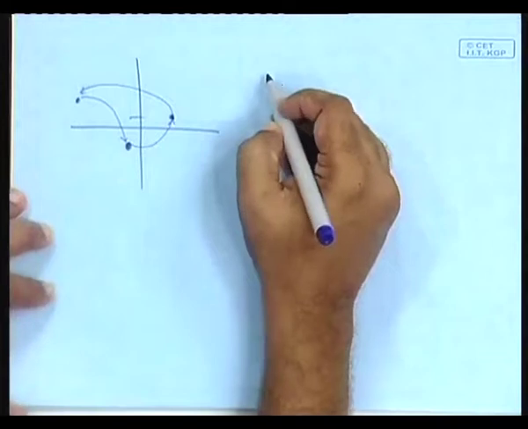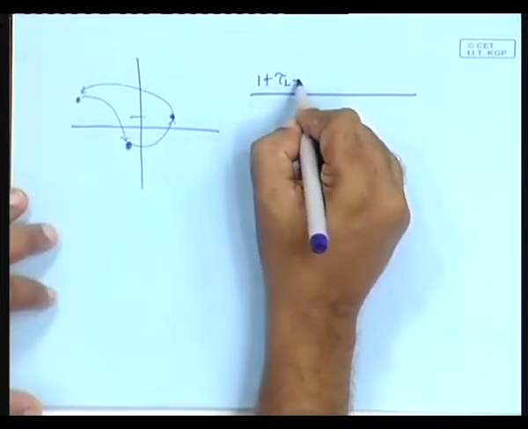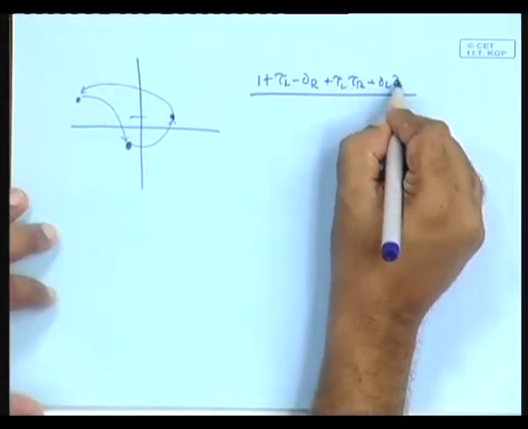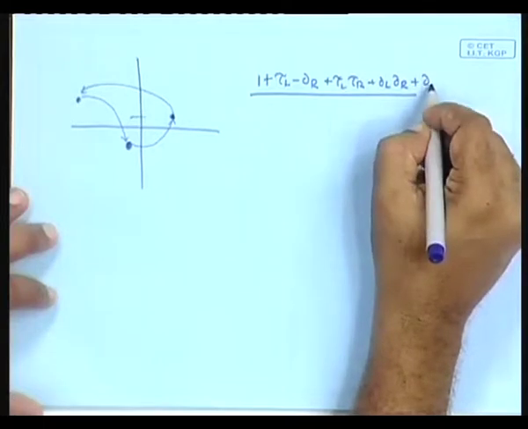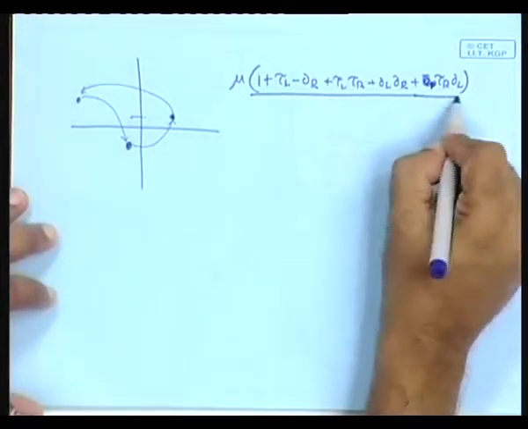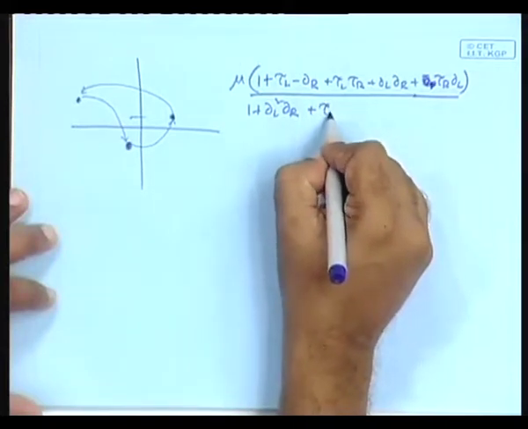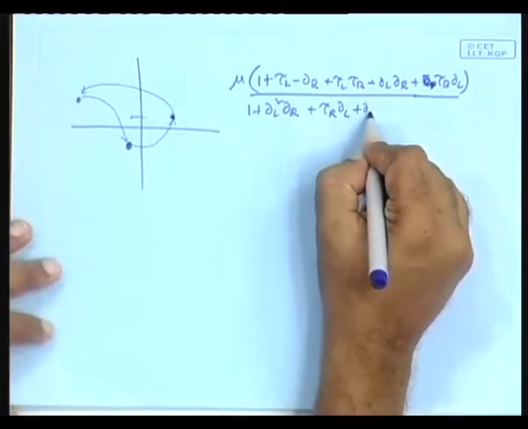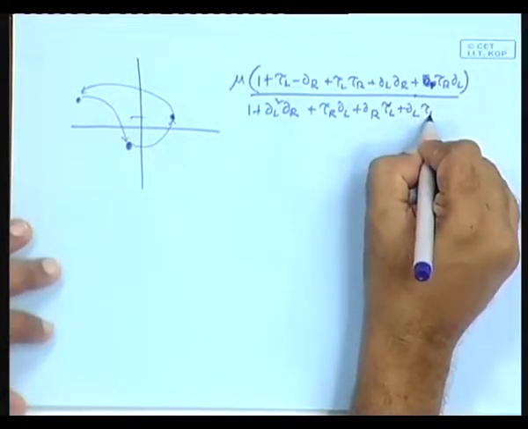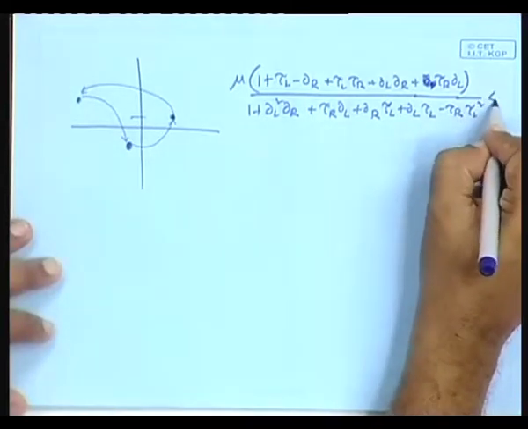and that condition you can easily obtain as: you have got (1 plus tau L minus delta R plus tau L tau R plus delta L delta R plus tau R delta L) whole times mu divided by (1 plus delta L square delta R plus tau R delta L plus delta R tau L plus delta L tau L minus tau R tau L square). This should be less than 0.